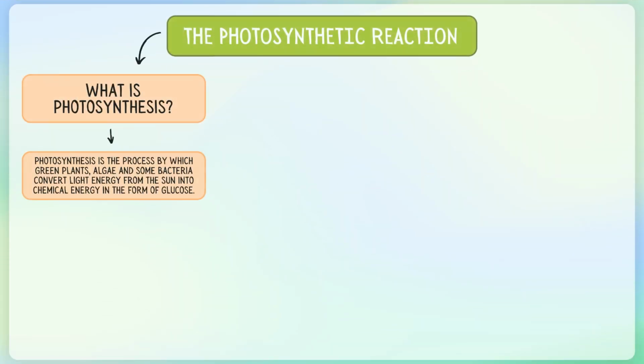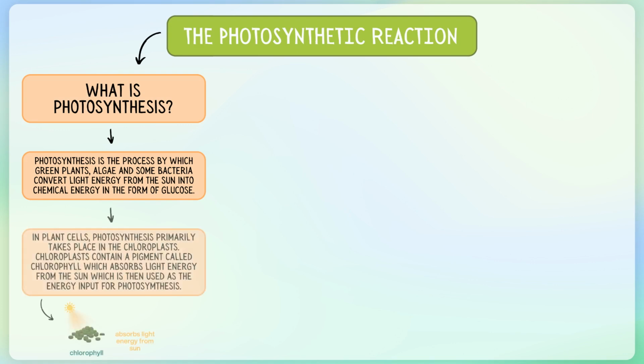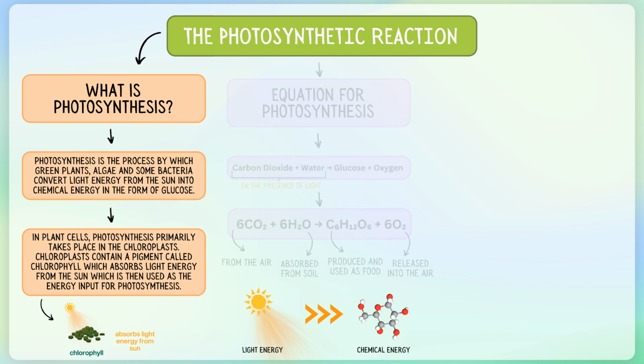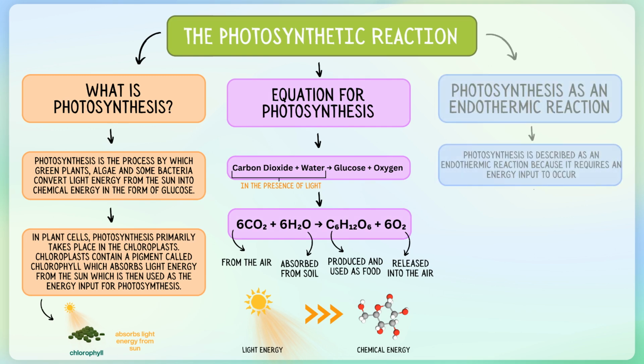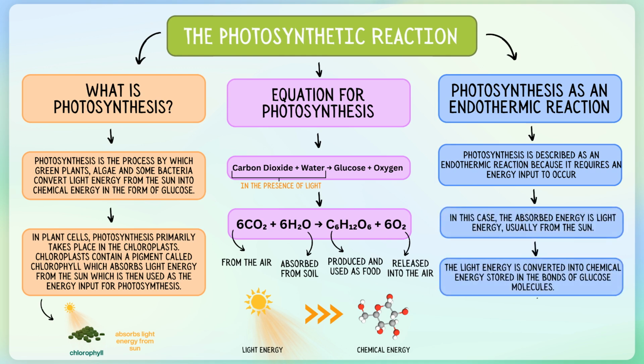To summarize, photosynthesis is the process by which plants make their food. It occurs in the chloroplasts, which contain chlorophyll that absorbs light energy from the sun, converting this light energy into chemical energy in the form of glucose. The chemical equation for photosynthesis is carbon dioxide plus water becomes glucose and oxygen in the presence of light. This process is endothermic, requiring light energy to convert carbon dioxide and water into glucose and oxygen.